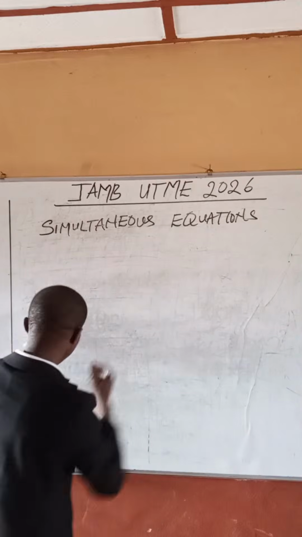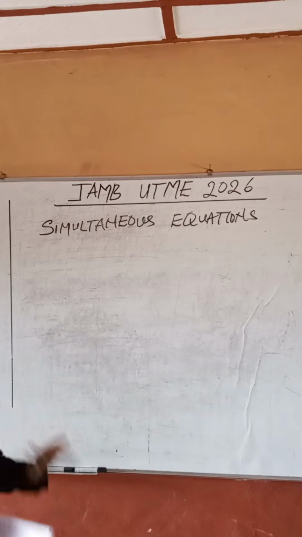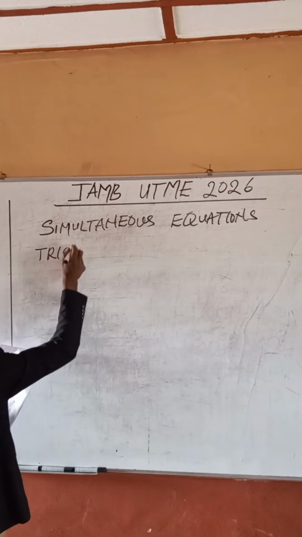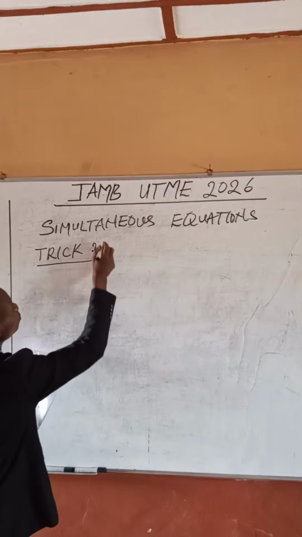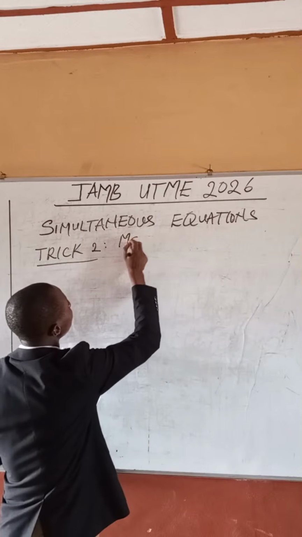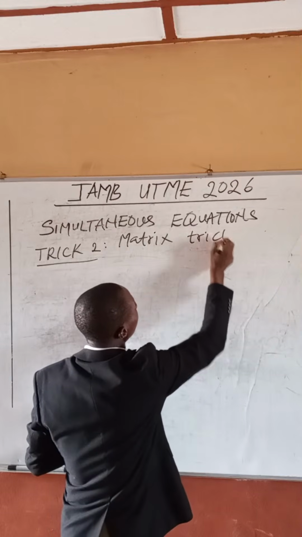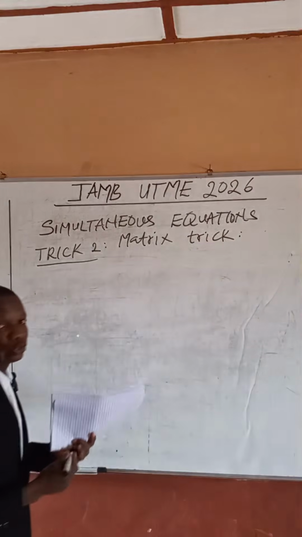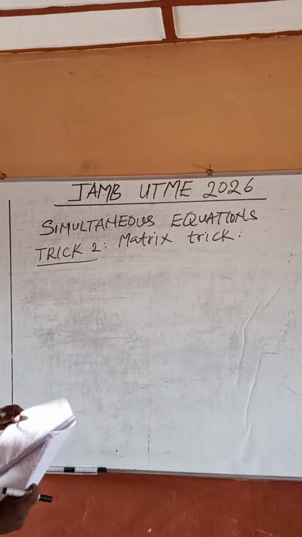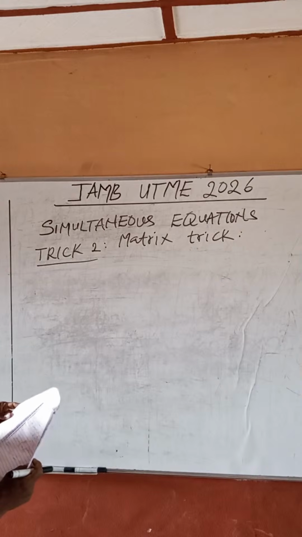In algebra, like equations and expressions, we have so many tricks that you can apply. So let me look at trick number 2. What is the name of the trick? It's called the matrix trick. How does it happen? If you check, you see that it's matrix. I'm going to show you. You will notice that it is actually matrix, but it has been simplified in such a way that you don't even have any issue. You don't need to bother yourself about anything.